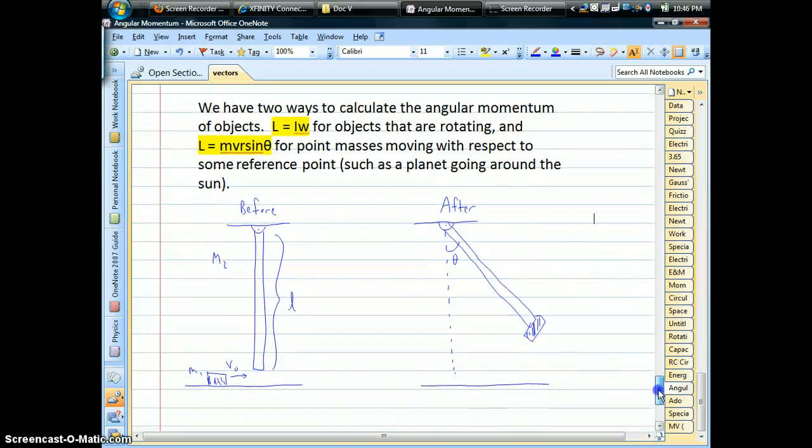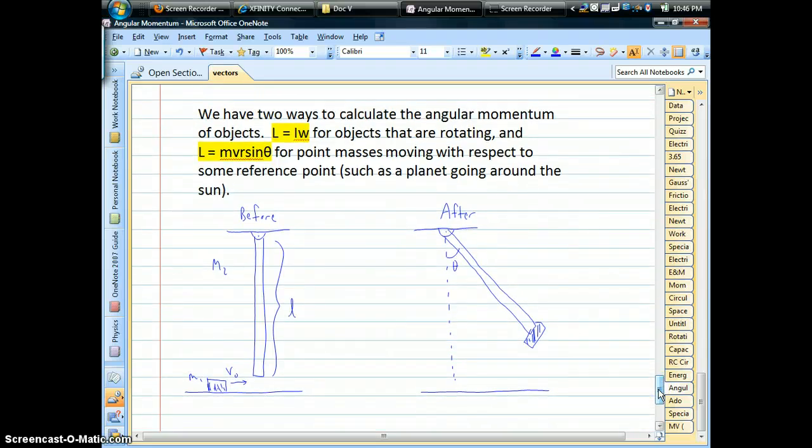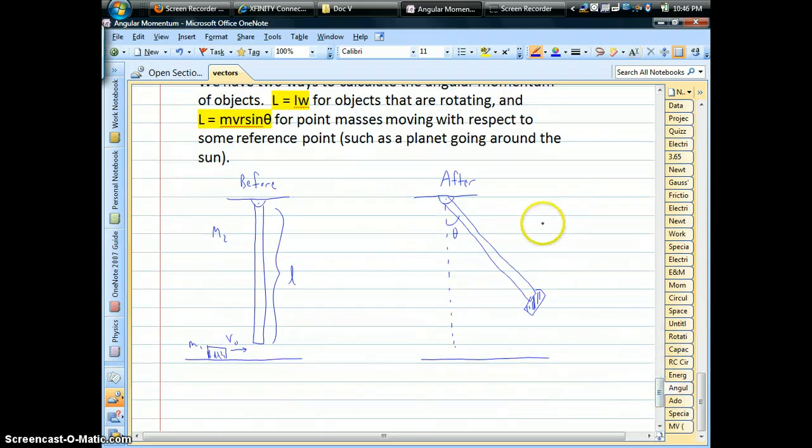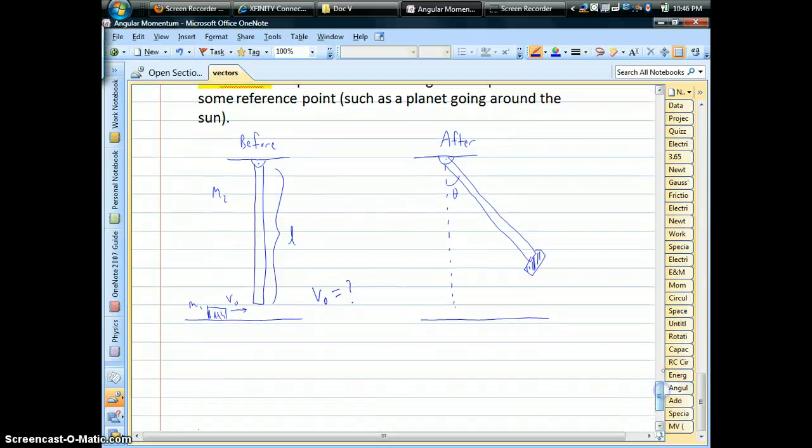So here's a case where we have a little block or something sliding in, and it's going to run into the stick, which is just hanging there. They stick together, so an inelastic collision, and it swings. Okay, so we'll assume that we can measure the angle at which the system swings upward. And from that, our goal is to figure out the initial speed. How fast does that block have to be sliding in order to kick it up to that angle?